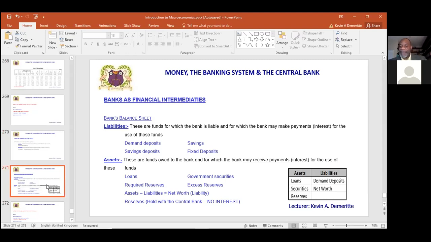Government securities. Government securities in the Bahamas consist of three types of instruments. There are Treasury Bills, which are very short-term government securities. In essence, it's a loan to the government. Treasury bills can run anywhere from 31 days to 181 days, so from anywhere from a month to 6 months in length. So these are very short-term loans.